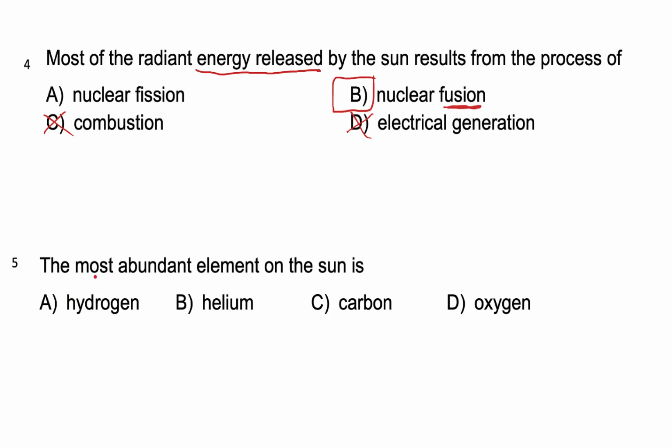Question 5. The most abundant element of the sun is. Like, what does the sun have a lot of? Is it hydrogen? Is it helium? Is it carbon? Is it oxygen? Well, ask yourself this. What is the fuel for the sun? Hydrogen. Hydrogen is the fuel of the sun.